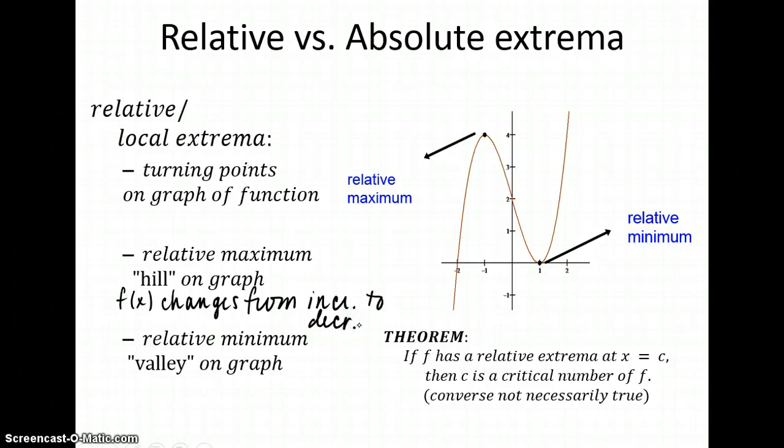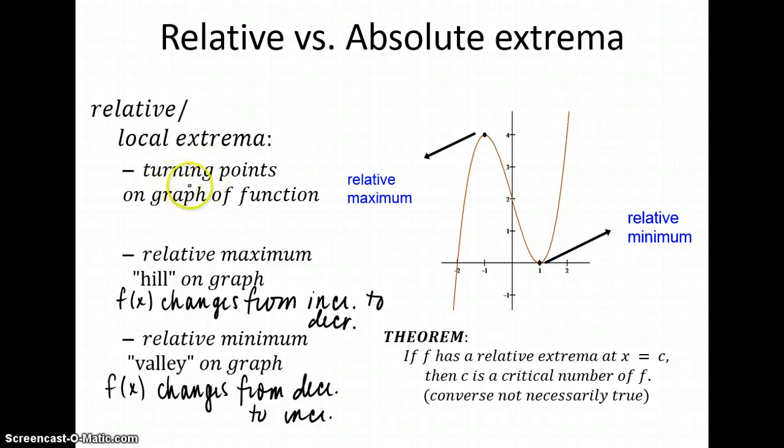Yesterday in class we looked at determining intervals where the function's increasing and decreasing. Now those specific changes in direction tell us about our relative extrema. A relative minimum would look like a valley on the graph, and that's where your function changes from decreasing to increasing. So relative extrema are turning points, and where do the turning points occur? At a change in direction.